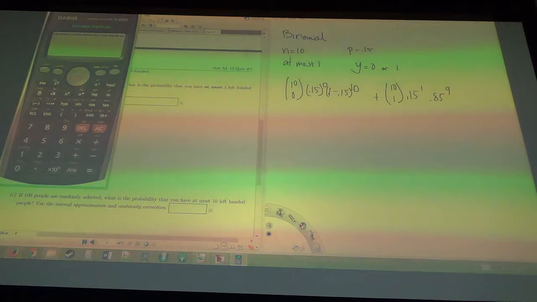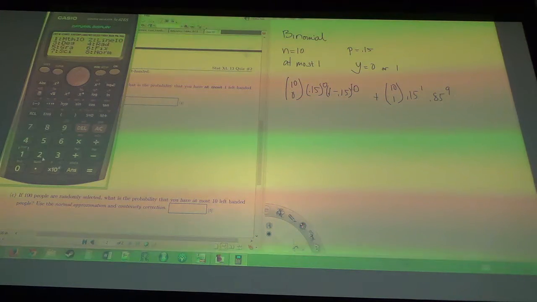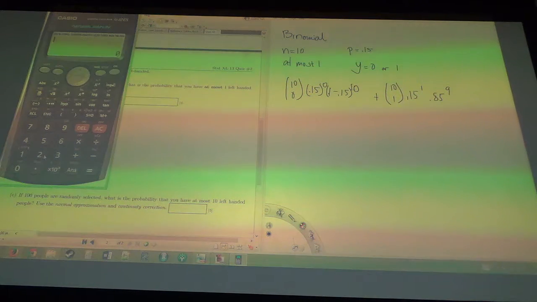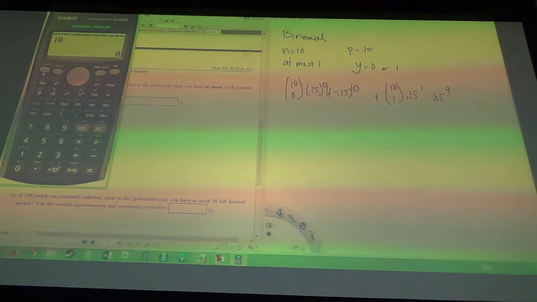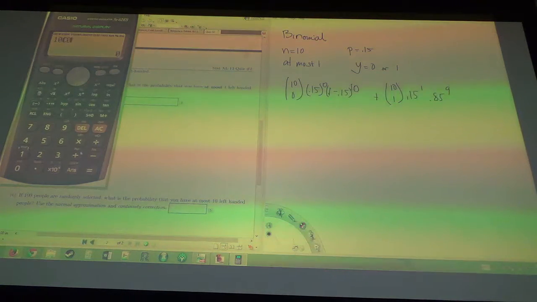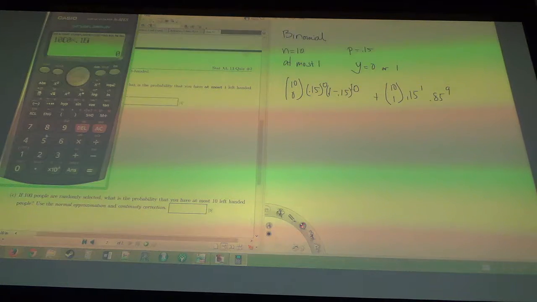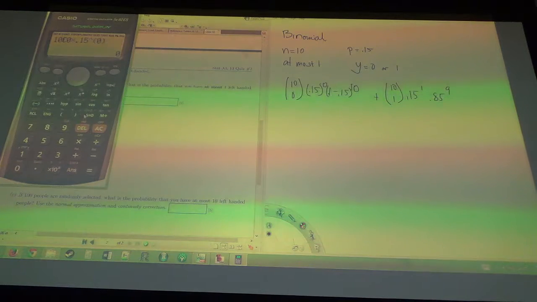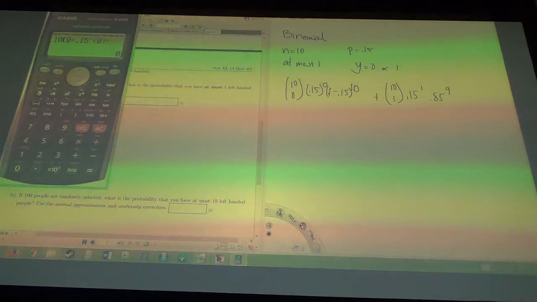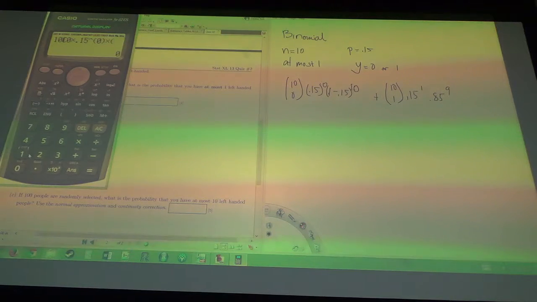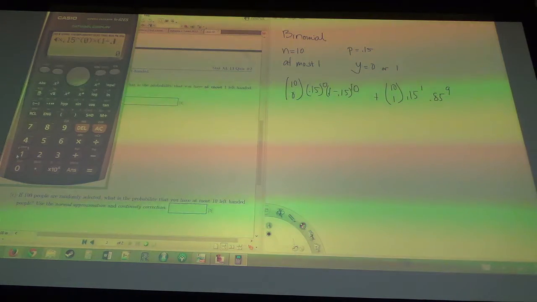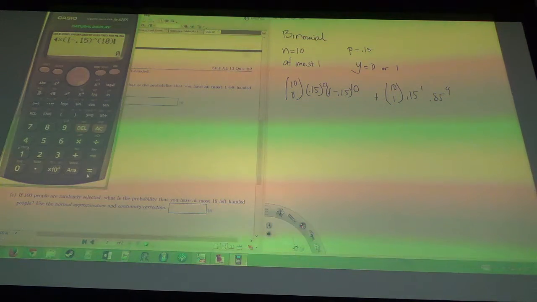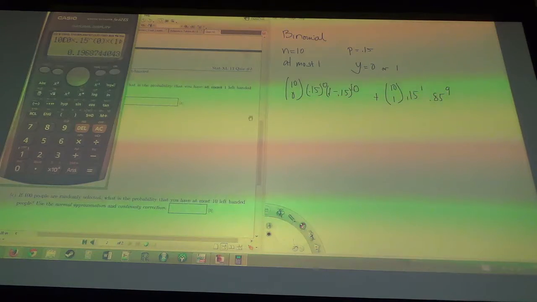And so to punch this into your calculator, switch to line IO and 2. Okay, so you do 10 choose 0 times 0.15 raised to the 0. Okay, so those are both 1 times 1. So it's kind of silly that I'm typing this out, but then you do 1 minus 0.15 raised to the 10. Okay, so that's the first part, and you would get 0.19687.